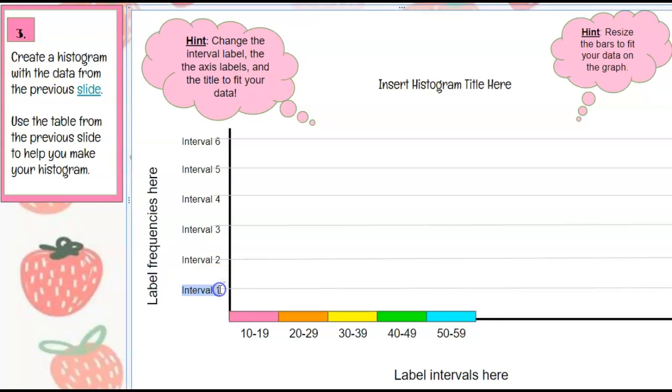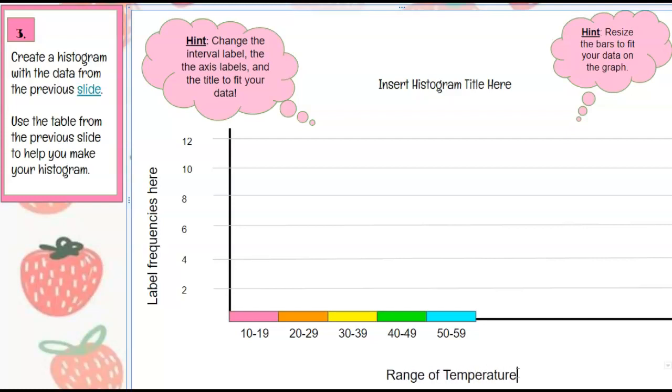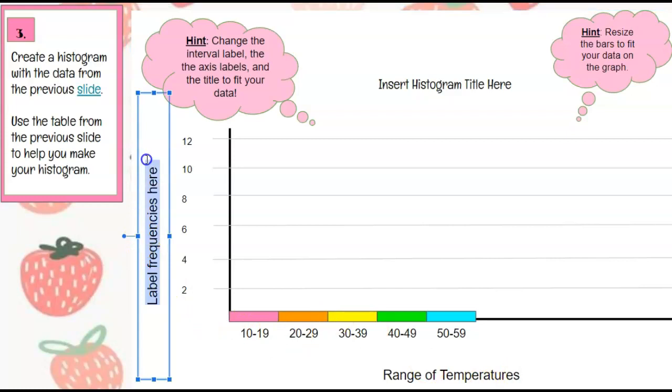So we've got 2 here, 4, 6, 8, 10, and 12. Down here is going to be the range of temperatures. And this is going to be my number of temperatures.